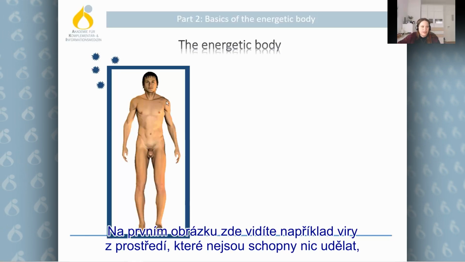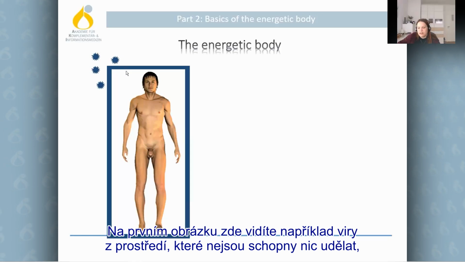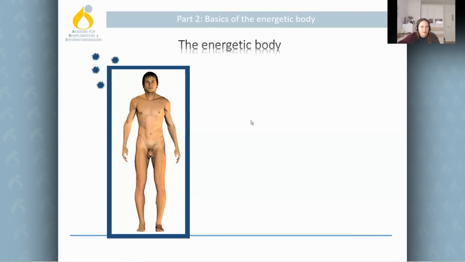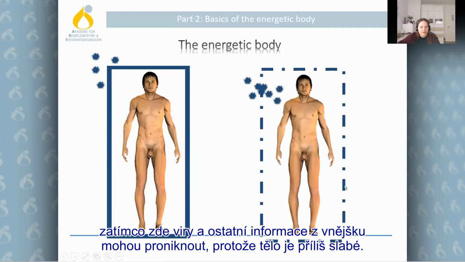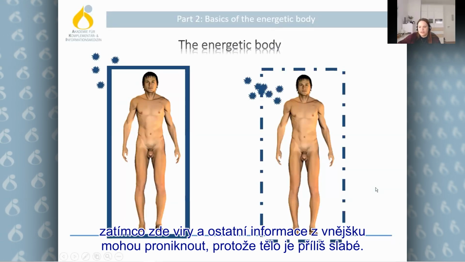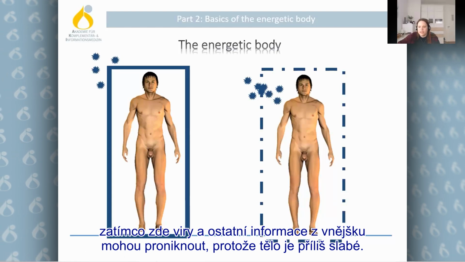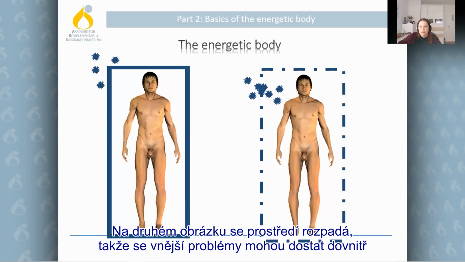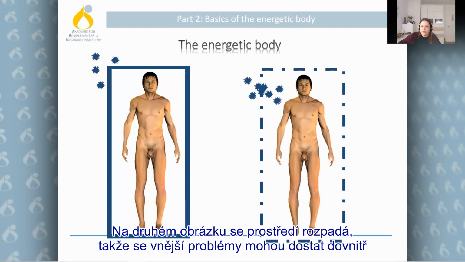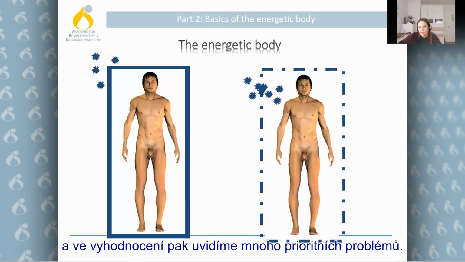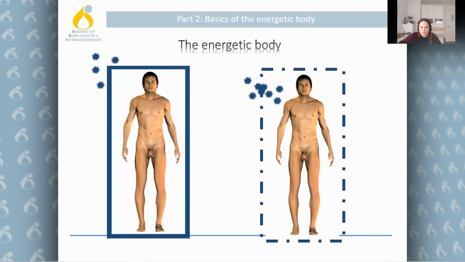In this first picture, you see that the virus, for example, from outside is not able to do anything. But when we have a lack of the immune system, these viruses or all this information from outside can come inside because the body is too weak. In this second picture, you see the milieu breaking, so the environment or the problems from outside can come inside, and so we can have many priorities to show in the evaluation.